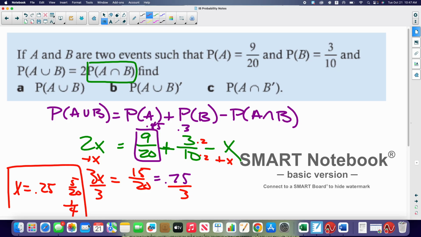Now, let's go into the problem. Part A says, what's the probability of A union B? Do we have the answer? We found the answer for this. That was x, but we need to find the answer for that, which is double that. So if I double a quarter, then it's 0.50. And so that is correct. So this is 0.5, or you could tell me 1/2, either way.